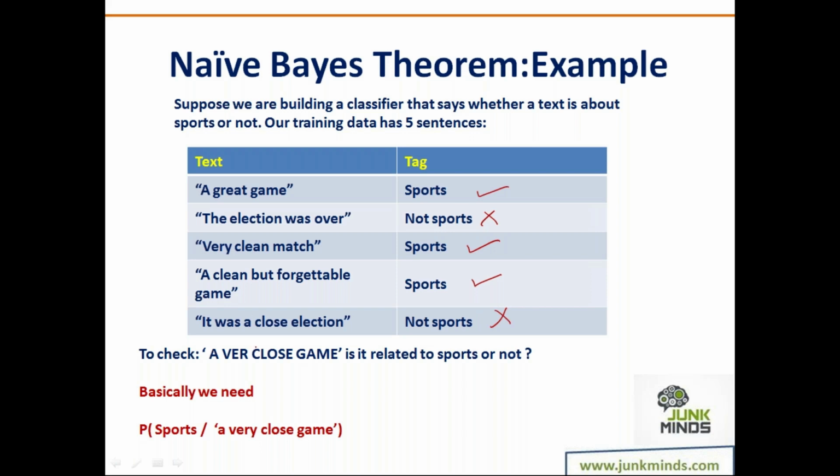But now suppose somebody makes a statement, a very close game. Now I want my system to predict whether this statement is about sports or not. So what am I going to do? I have these 5 statements. I've analyzed and understood that out of these 5, the 3 statements that I've tick marked are talking about sports, and the other 2 are not talking about sports. The aim now is to understand that whenever somebody makes a statement, my system has to be able to classify it as about sports or not about sports. So that is what we intend to do.